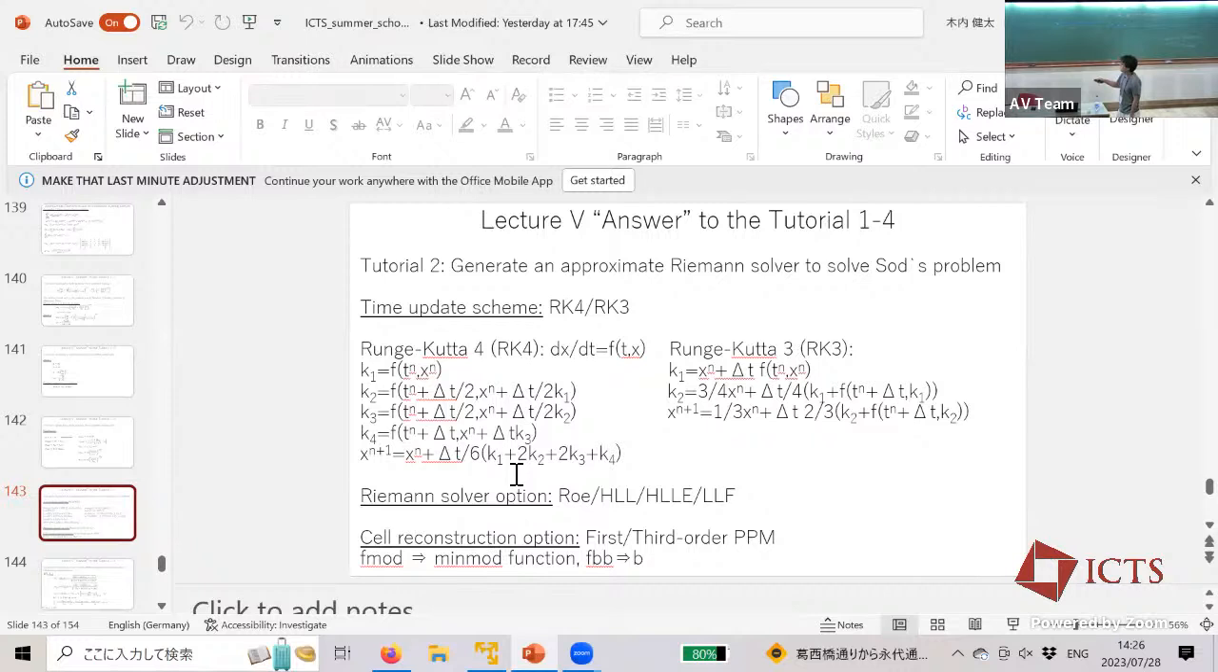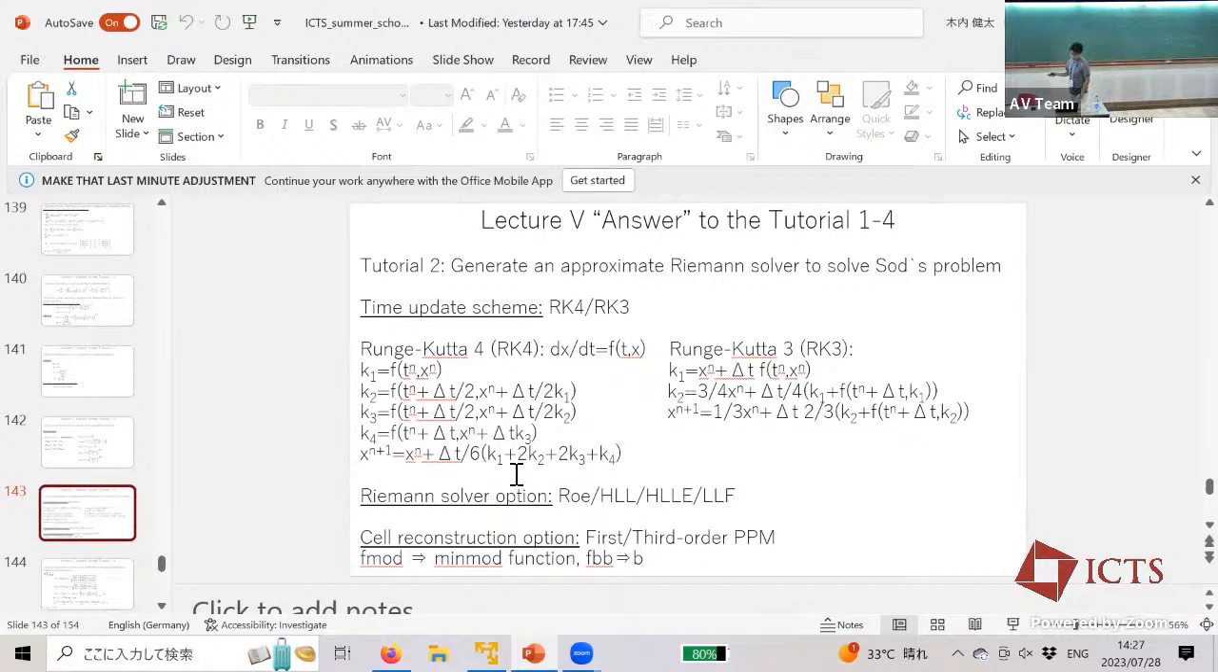By using the k1, in the second iteration you can estimate the k2 as a function of delta t plus delta t over 2, the half time step, plus x plus delta t over 2 times k1. And then the third iteration is given by this equation, and the fourth iteration is given by this equation. And finally, you get the x in the next slice n plus 1 as a function like this. This is the algorithm for the RK4.